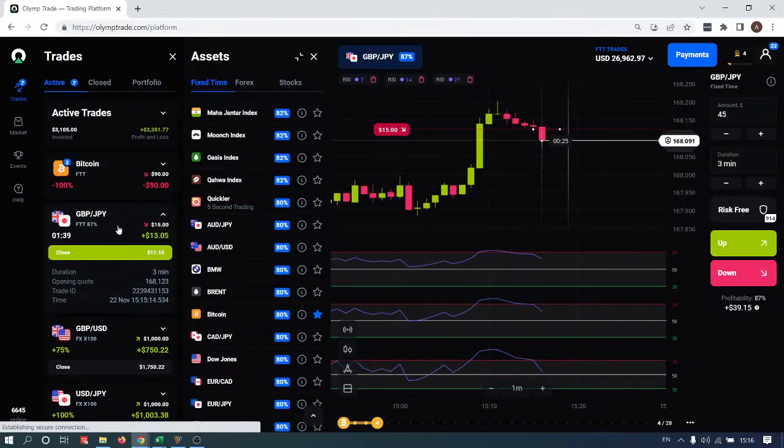All right, so the pound against the yen, that is my second trade on this asset, and we are here.